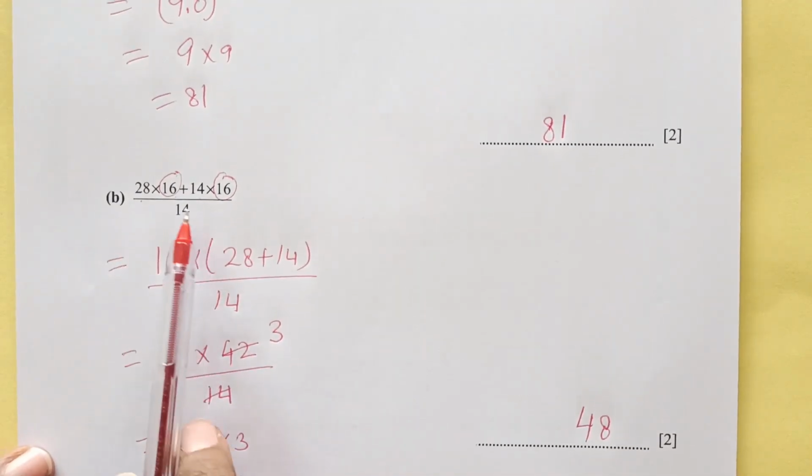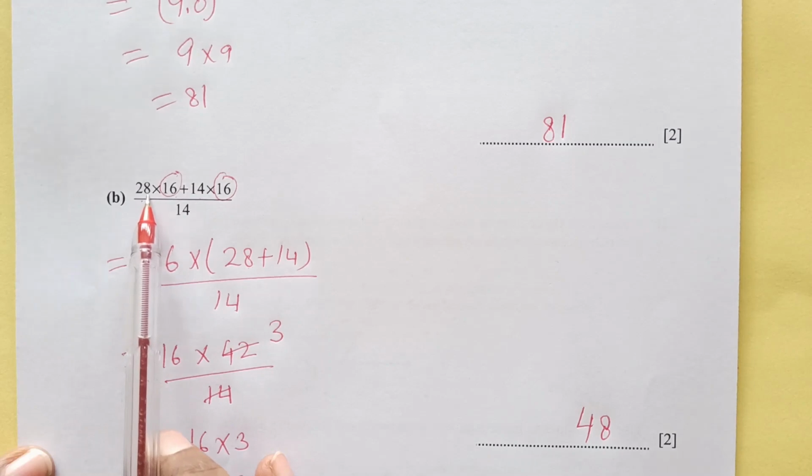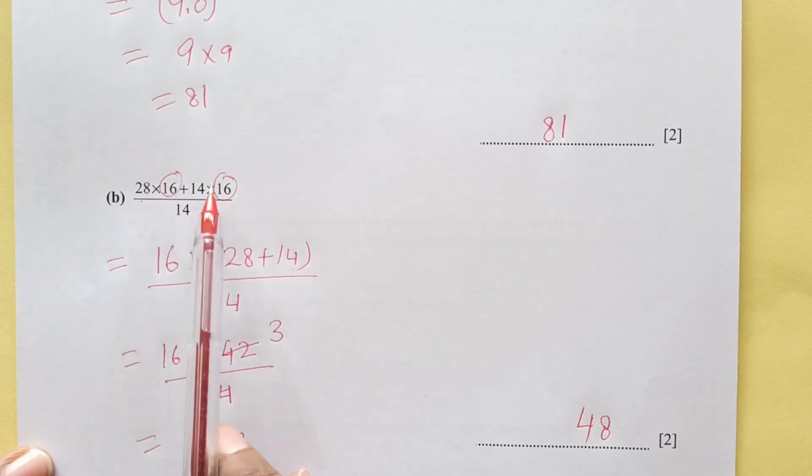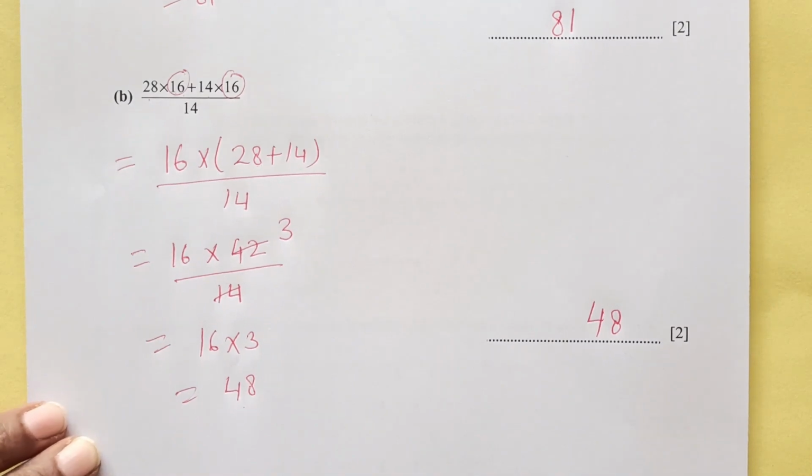So you see, with a simple trick you can make your calculation easy. Otherwise you are going to multiply, add and then divide. So many calculations. So this is the best way to do this one.